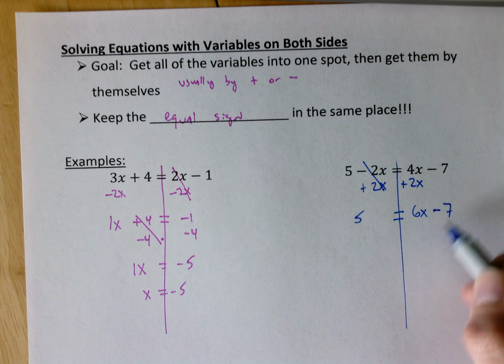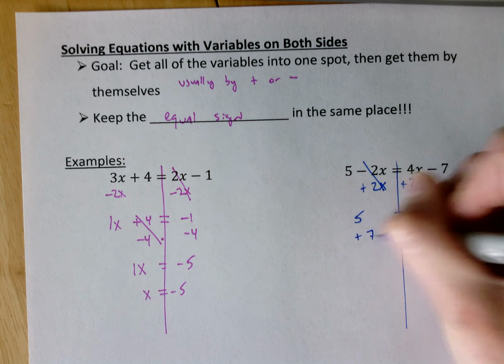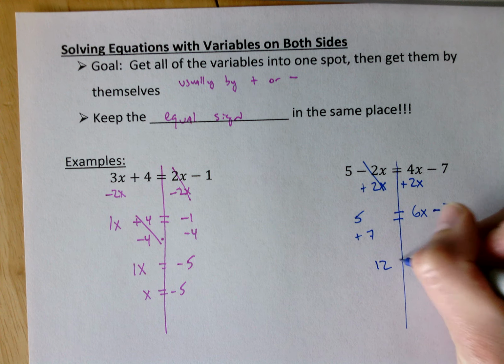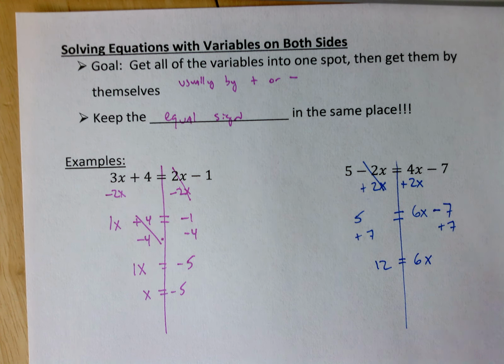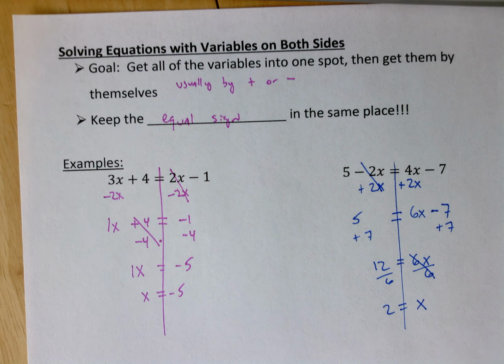My x is over here this time, but no big deal. I have to undo any adding or subtracting first. So I'm going to add the 7 to both sides. 5 plus 7 is 12. Equal sign 6x. And then to get the 6x, or the x by itself, that's 6 times x, so I'm going to divide both sides by 6. 12 divided by 6 is 2. And those 6's cancel. And there's my answer.